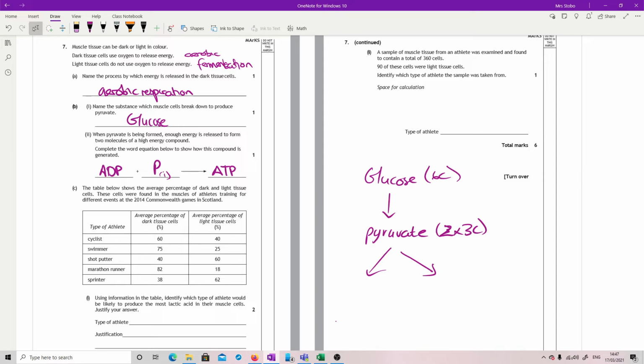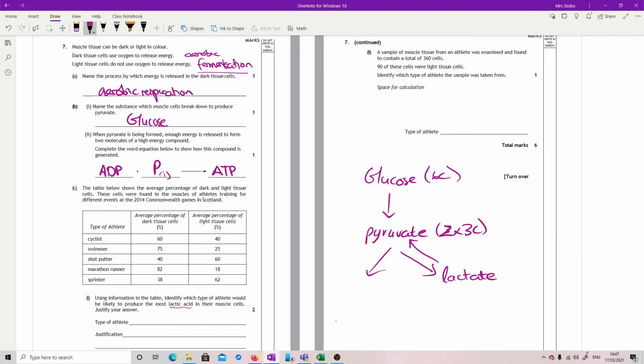Right, we've now got a table below shows the average percentage of dark and light. These cells were found in the muscles of athletes training for different events at the Commonwealth Games. So we've got our average percentage of dark, average percentage of light. Use the information to identify which type of athlete would be likely to produce the most lactic acid and justify your answer. Okay, lactic acid is a fermentation pathway. That's when we run out of oxygen and our pyruvate gets changed to lactate. We build up an oxygen debt, and then when we finally get oxygen back, we repay it.